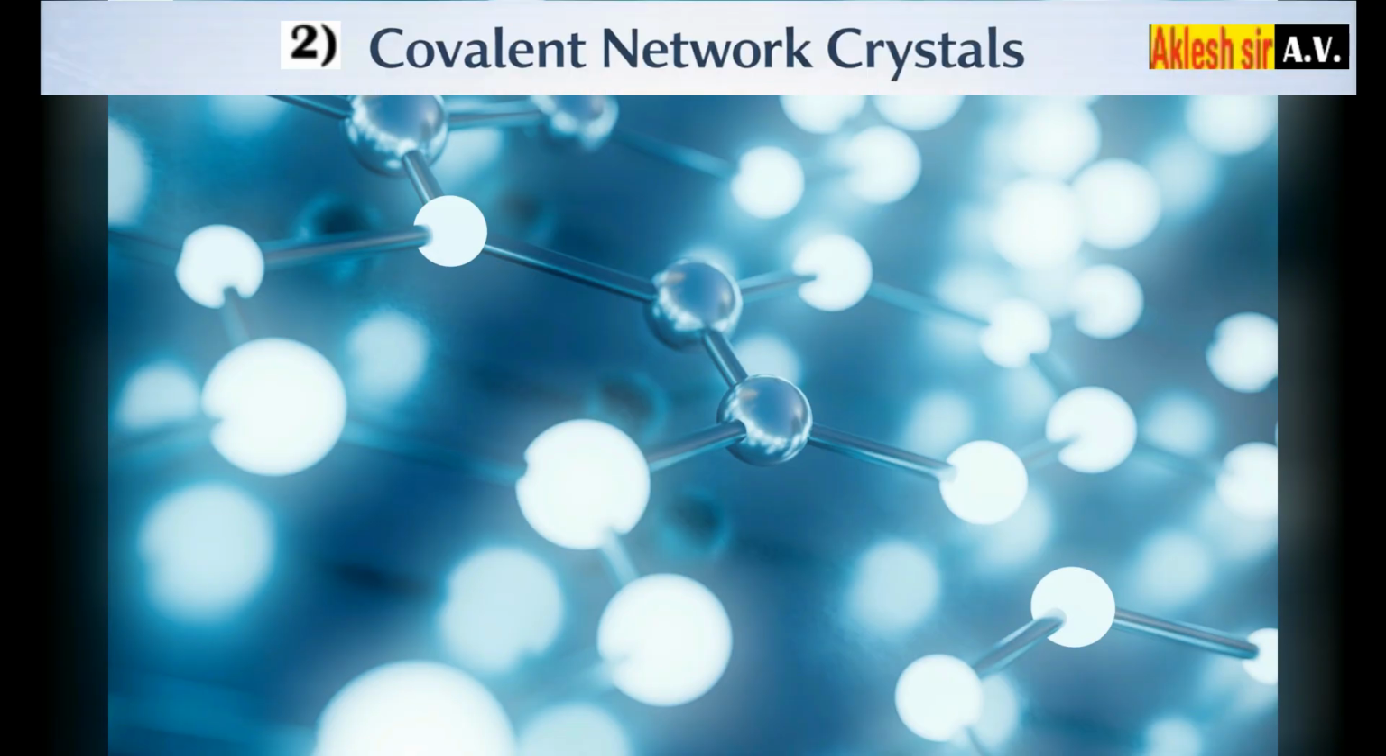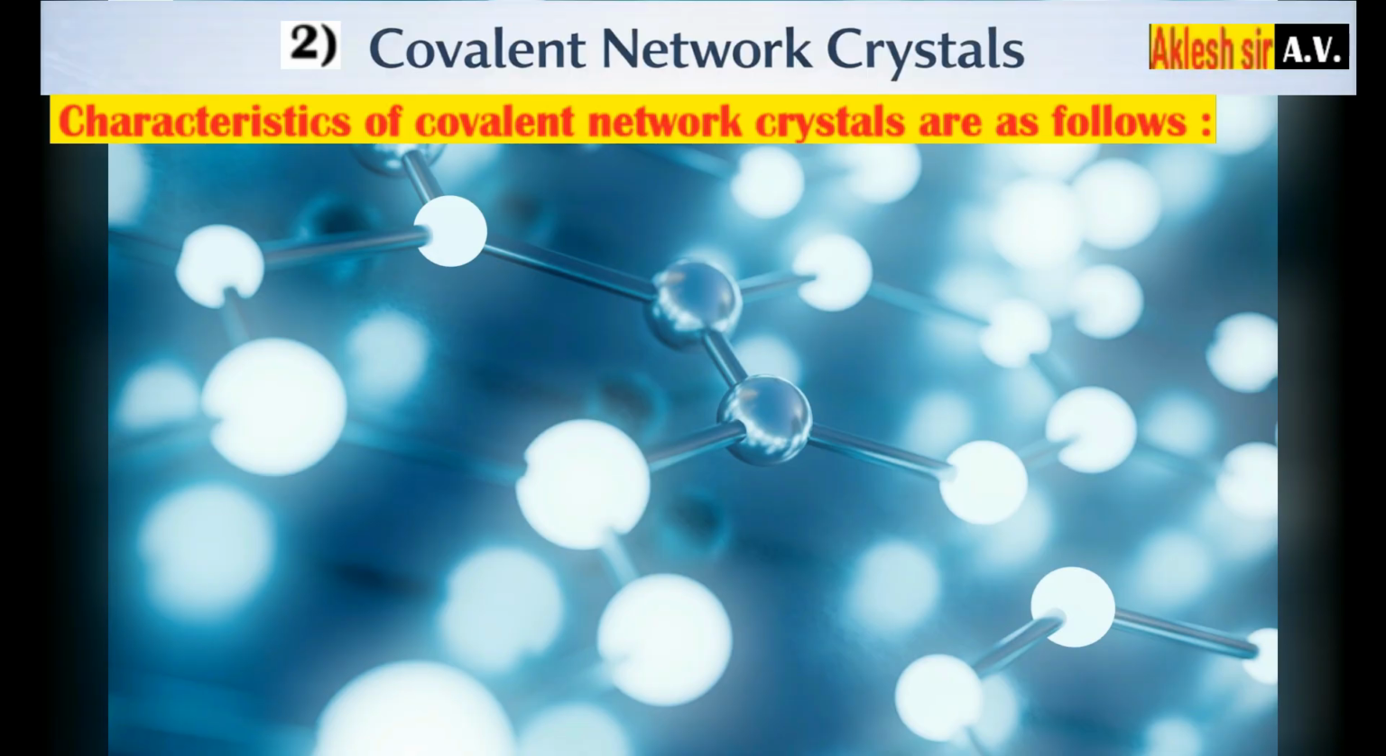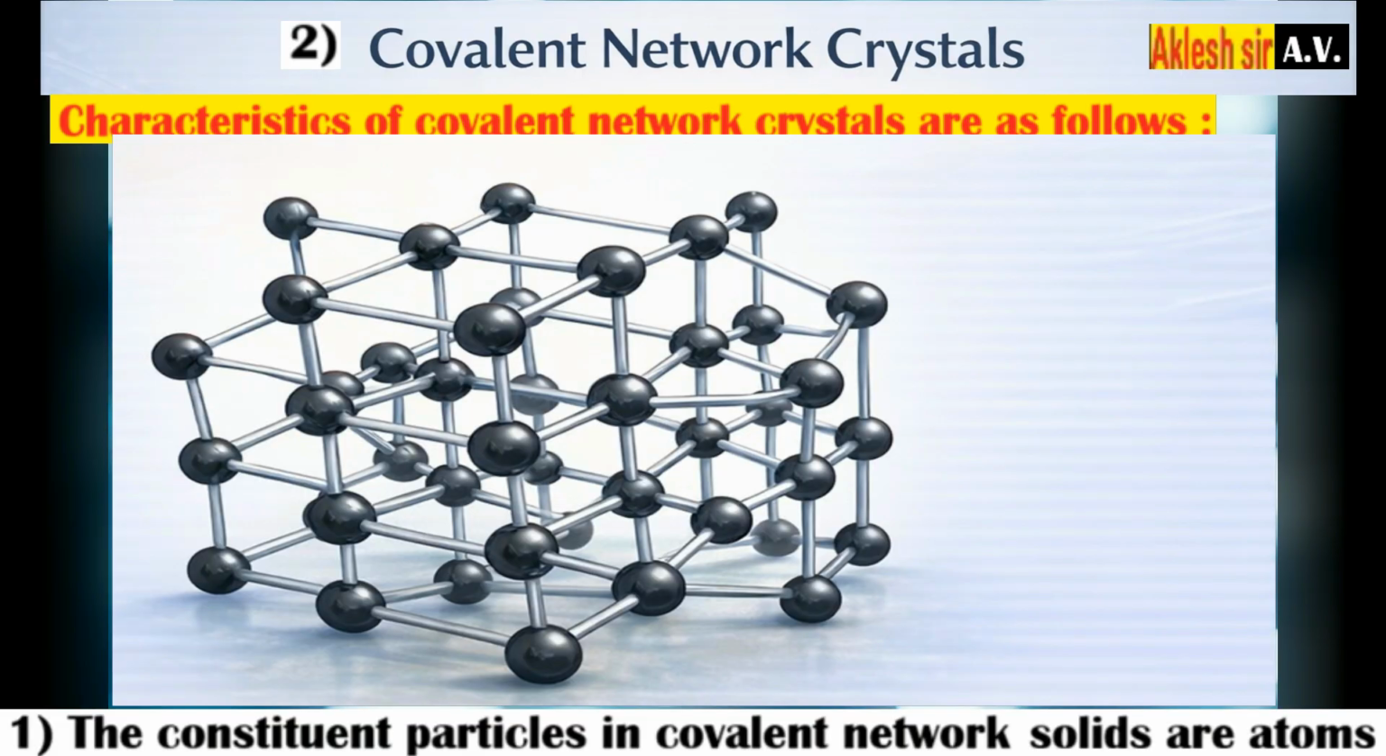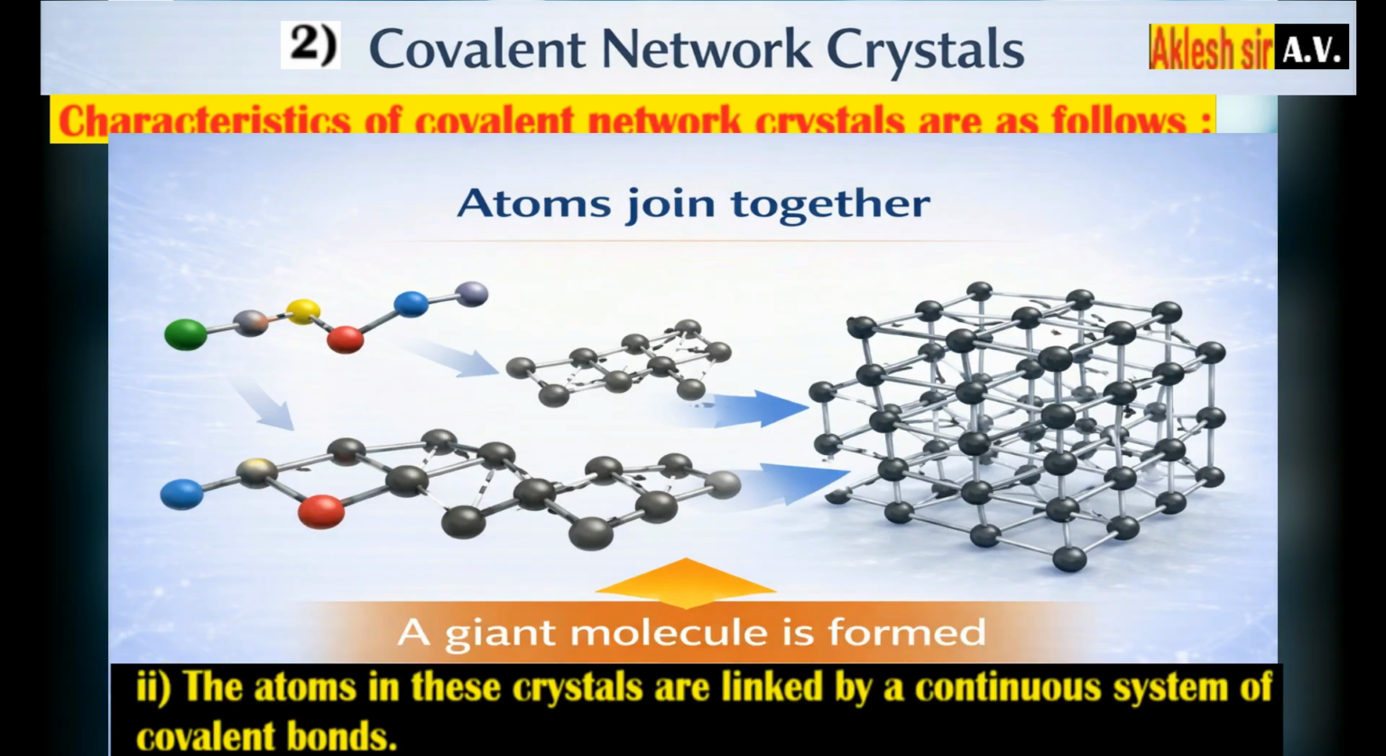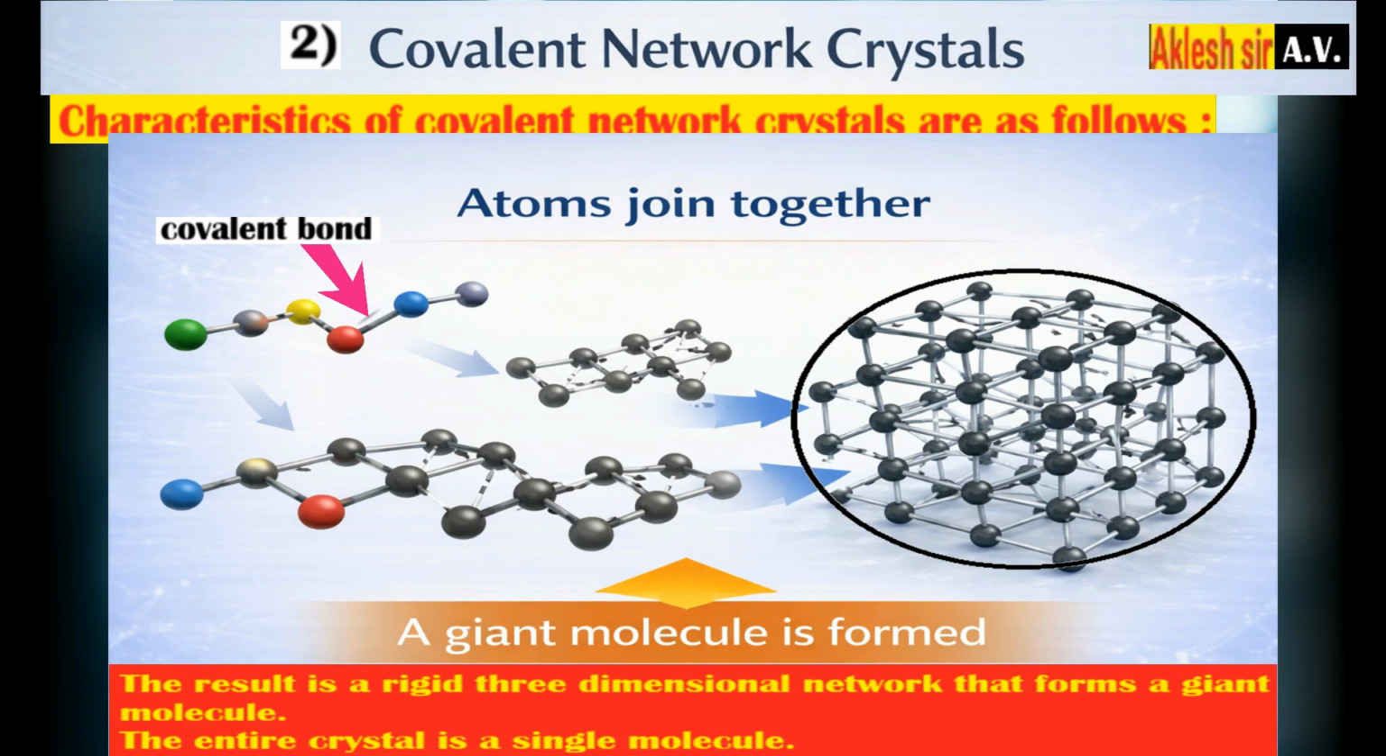Covalent network crystals. Characteristics of covalent network crystals are as follows. 1. The constituent particles in covalent network solids are atoms. The atoms in these crystals are linked by a continuous system of covalent bonds. The result is a rigid three-dimensional network that forms a giant molecule. The entire crystal is a single molecule.